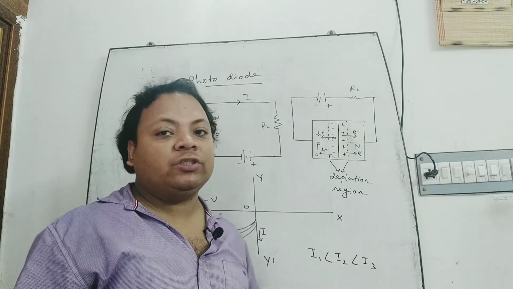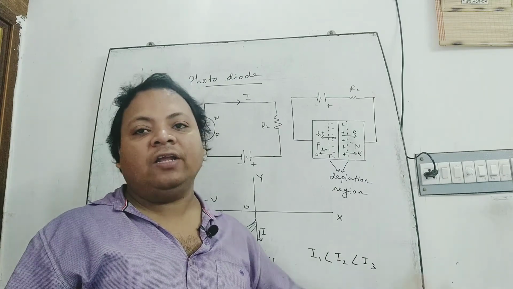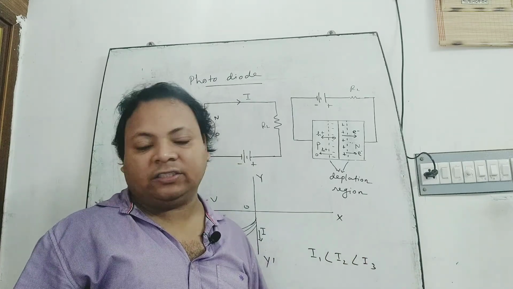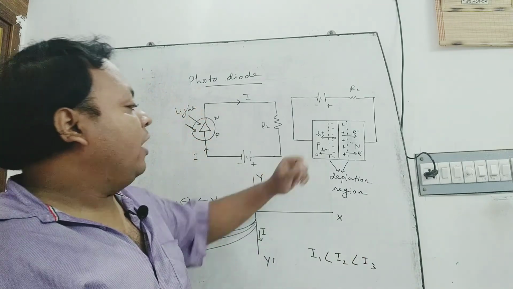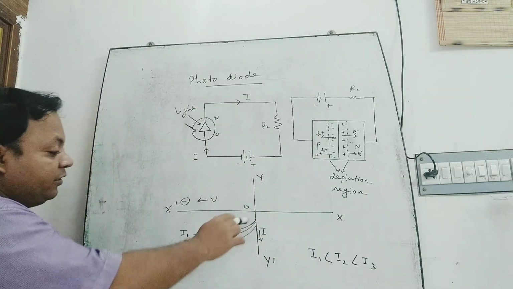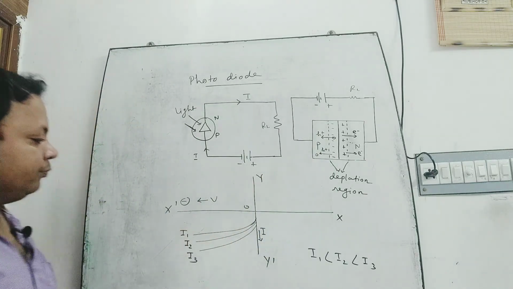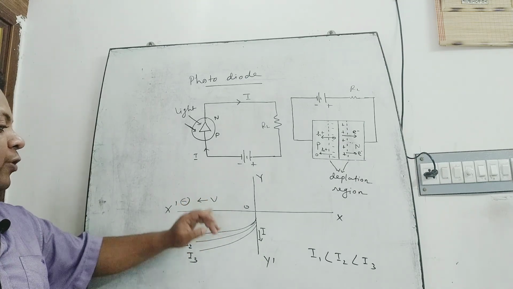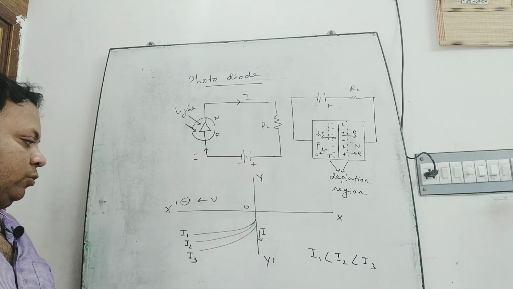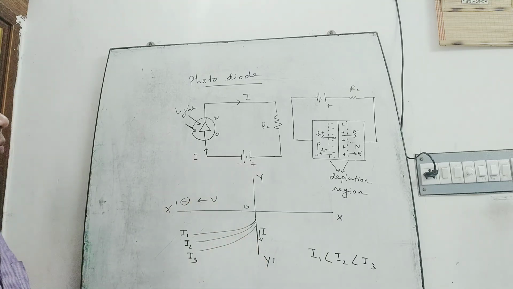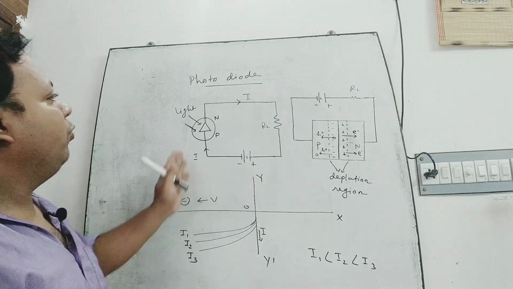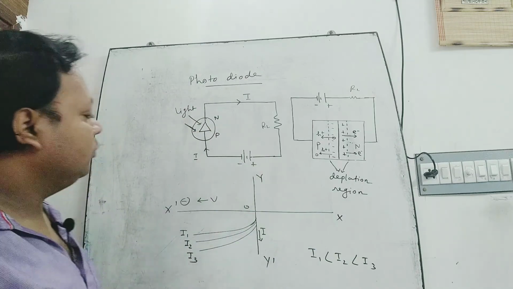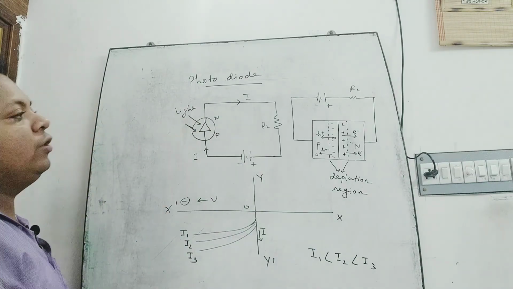This current is produced by the minority current carriers. Therefore, we get the reverse bias current. This is the graph between V and I in reverse bias. In this way, we get current by light. That's why it is known as a photodiode.